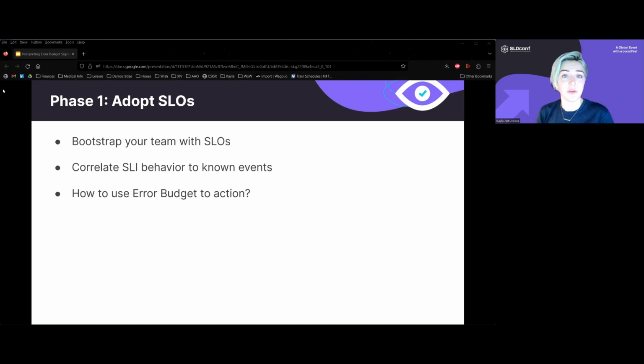So interpret it. See how you can read into the reliability of your applications, but also how you may be able to address them outside of just being so incident focused as a team.